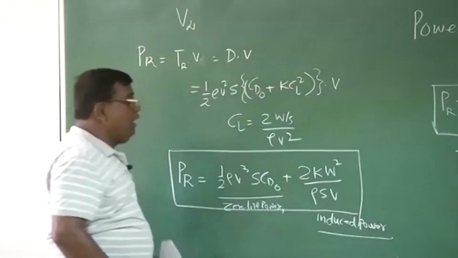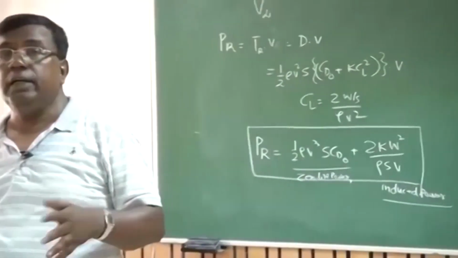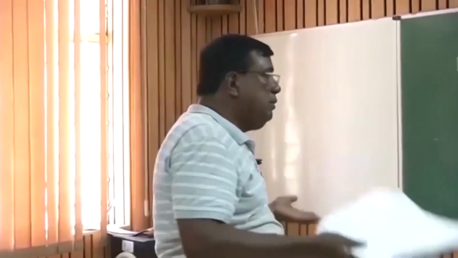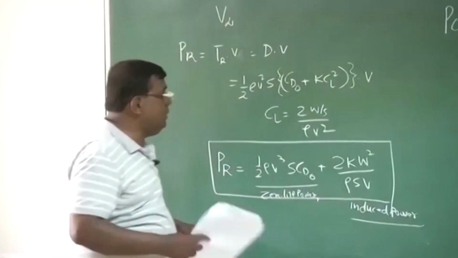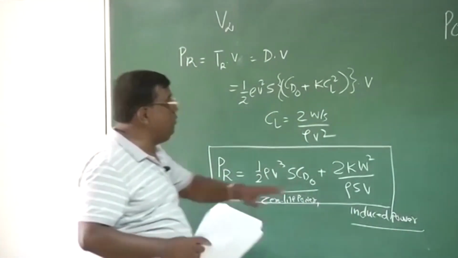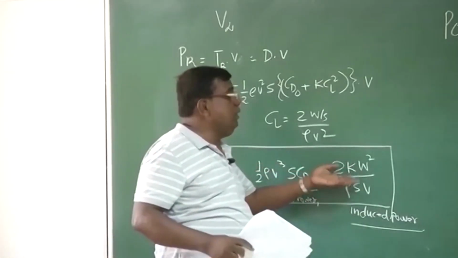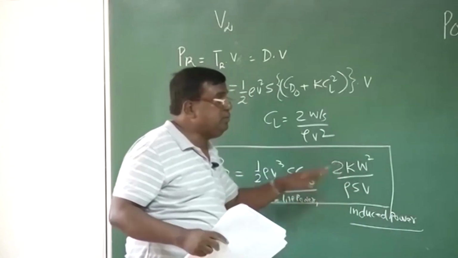which is very clear. As I am increasing the speed, the CL required is less. CL required less means drag will be less. Drag required less means your induced power also will reduce. Right? This is basically coming from the CL requirement. As CL reduces, your induced drag reduces, so induced power also goes on reducing with speed.